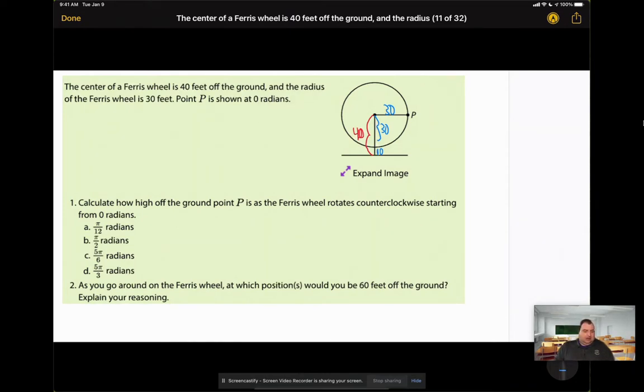Calculate how high off the ground point P is as the Ferris wheel rotates counterclockwise starting from 0 radians. Remember, 0 radians and 0 degrees are right here. So to give us an idea of what we're talking about here, I'm actually going to convert all of these radian measures to degrees. So we're going to start with pi over 12.